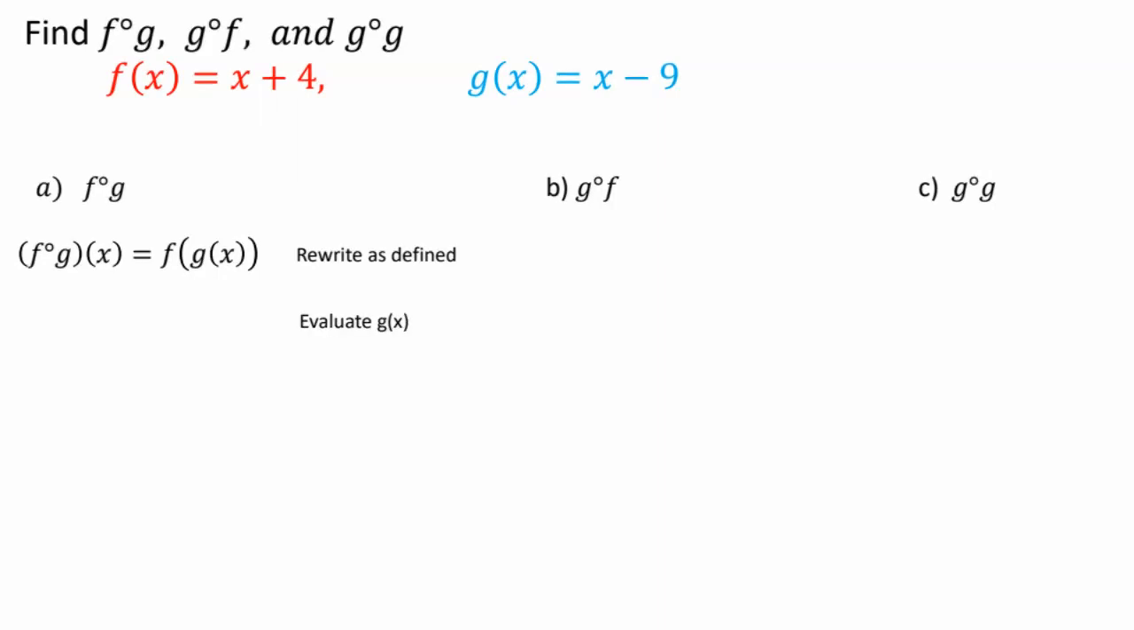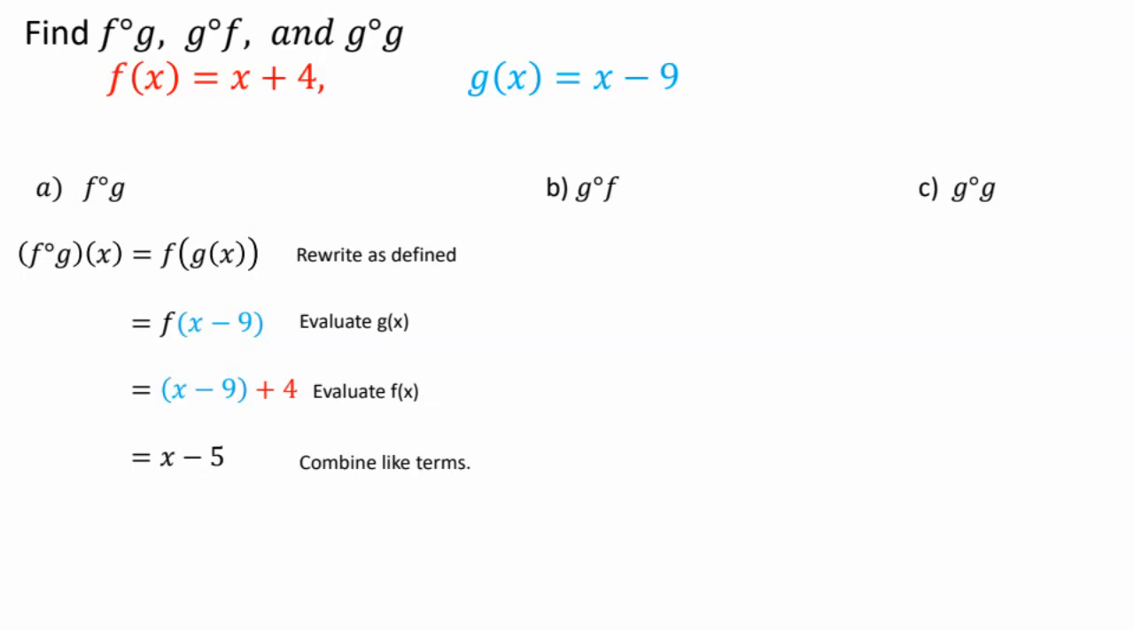So for example, let's bring it down here. I'm going to plug in g of x. g of x is x minus 9, so we plug it in here. Now we go to the f function and plug in x minus 9 for every x. If we do that, it's going to give us x minus 9 plus 4, which is just negative 9 plus 4, giving us x minus 5. So this is the solution for the f of g function.